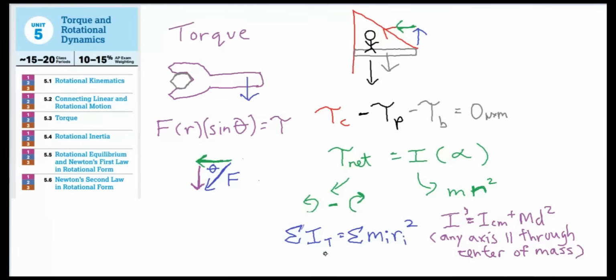The sum of the torques is the sum of the mr squared values. For example, if you have a merry-go-round with a person on it, the total torque would be the torque of the actual disc of the merry-go-round and the torque of the actual person that's included, and then their lever arm would be their distance from the axis of rotation. Also, for any axis that is parallel through the center of mass, I prime equals the moment of inertia from its center of mass, plus that mass times distance squared. That's typically not a really big idea, but it is one that's included in the framework for AP1.